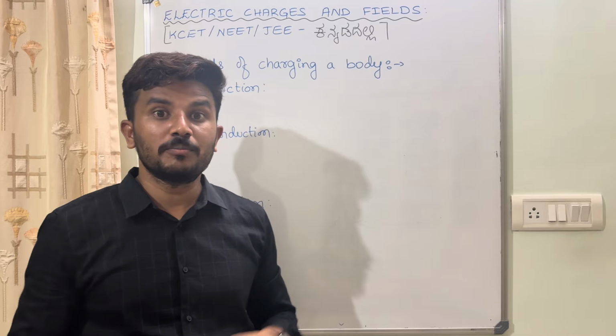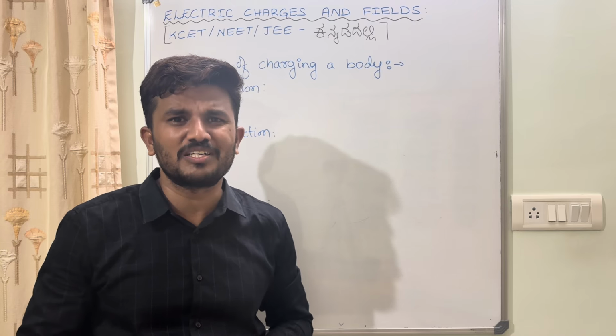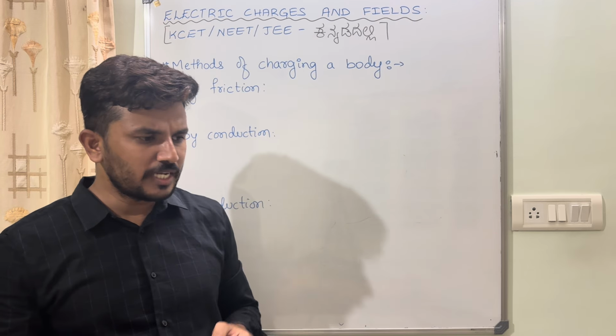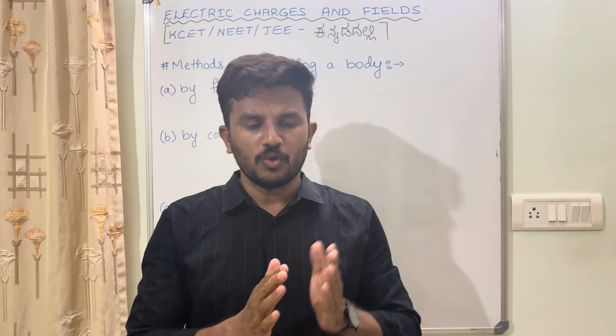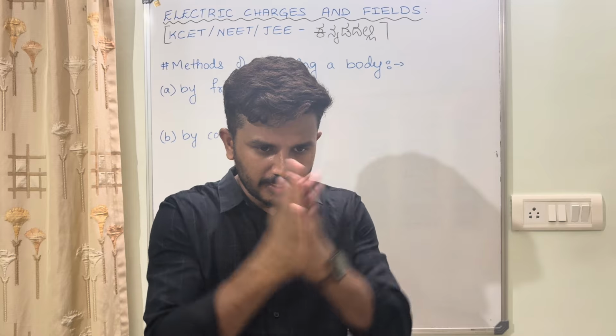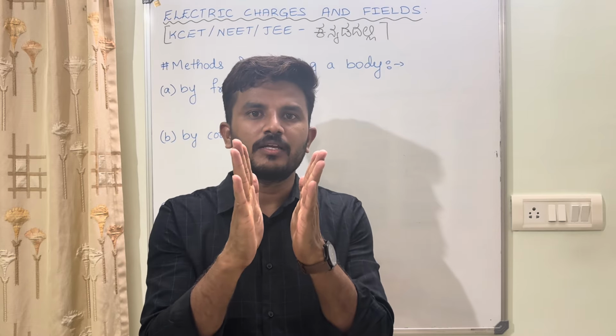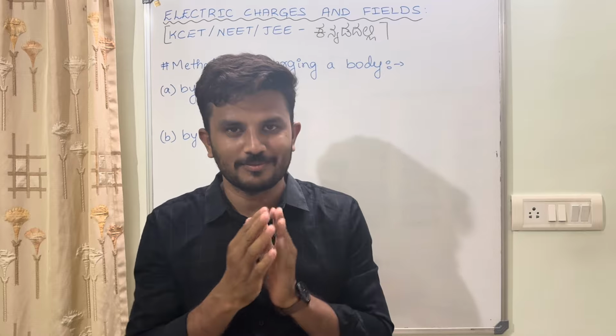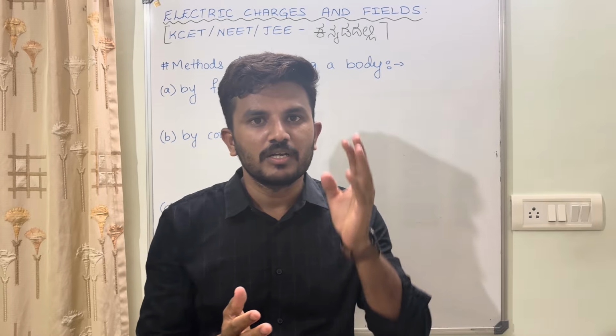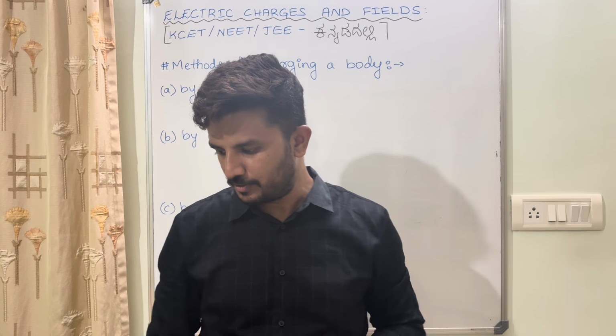Okay. Next we have the methods of charging a body. How can we charge a body? When you take two bodies, let's consider this one body and this one body. When these two bodies are rubbed like this, there will be transfer of charges from this body to this body. Electrons get transferred from this body to this body.